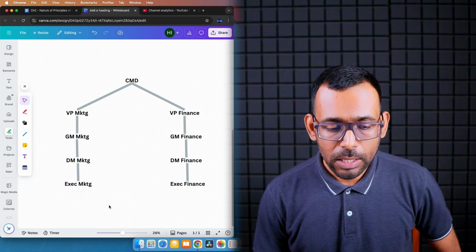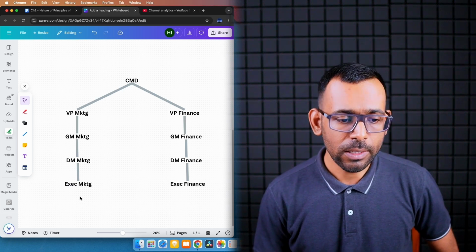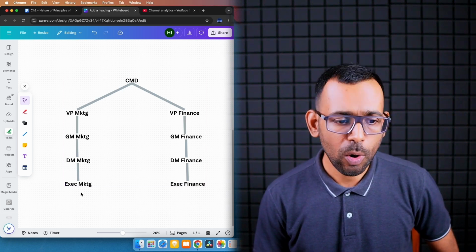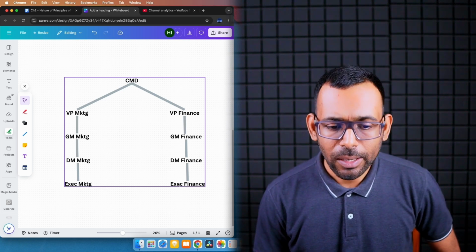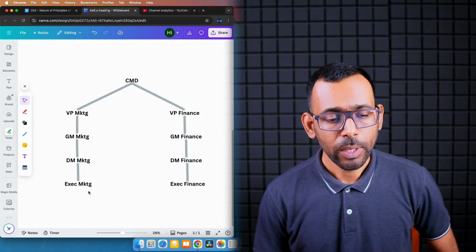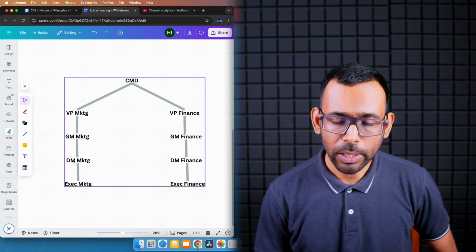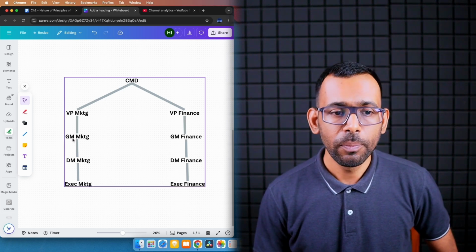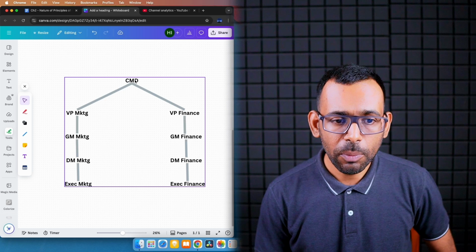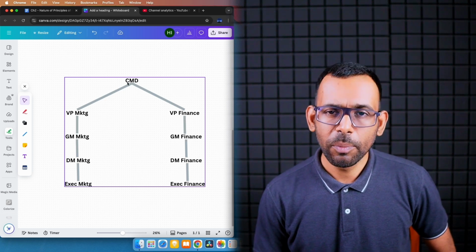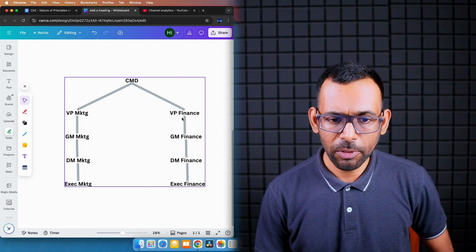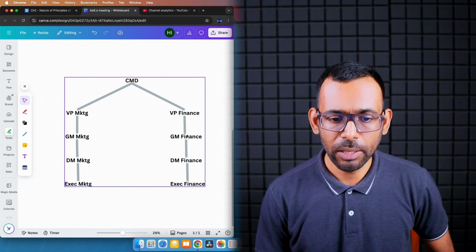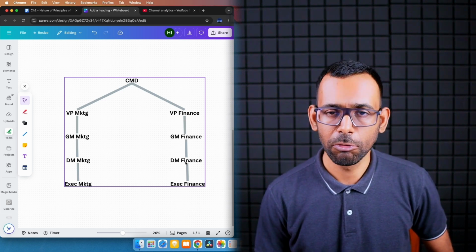Now what this scalar chain talks about is that, let's say the executive of marketing wants data from executive of finance. He cannot directly reach executive of finance. He has to submit the request to DM. He will pass it on to GM. He will pass it on to VP. He will pass it on to CMD. CMD is chairman and managing director. So he is at the head of the company. Then CMD will talk that to VP finance. Then they will go to GM. Then it will go to DM.